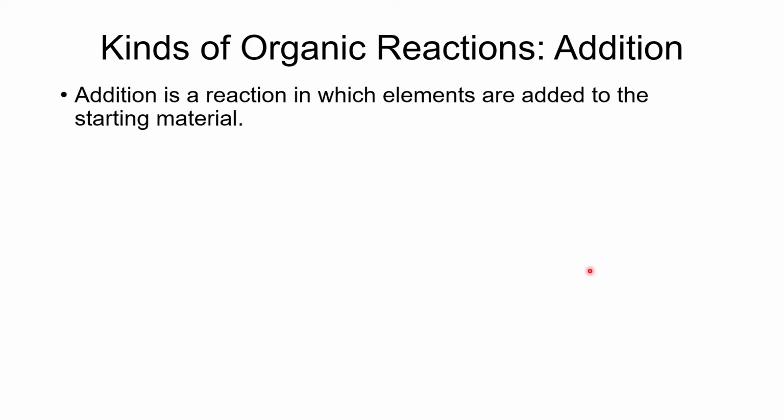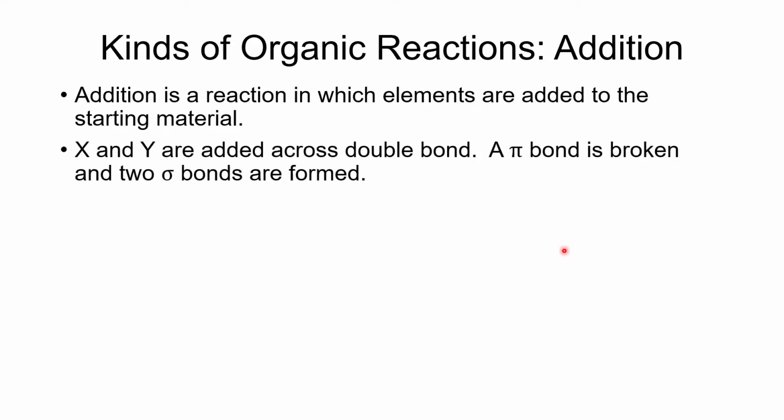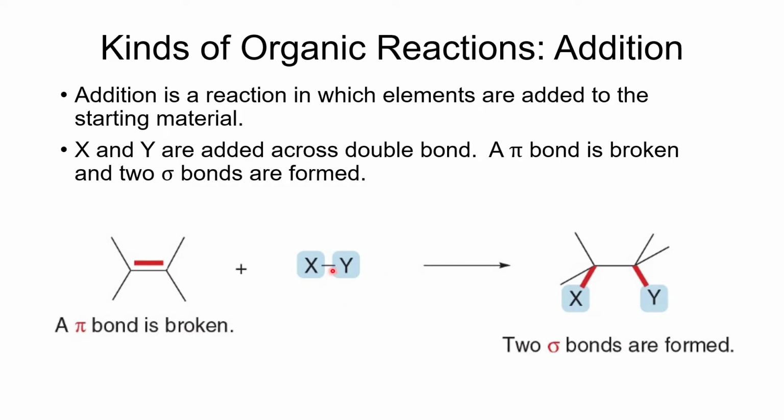All right, so kinds of organic reactions include addition reactions. Addition reactions are where elements are added to the starting material, and typically we're going to add two elements or two groups across a carbon-carbon double bond. So the pi bond will be broken, and we'll get two new sigma bonds. Here we're going to add X and Y across the carbon-carbon bond, and we end up getting two new sigma bonds where X is bonded to one carbon and Y is bonded to another carbon. There are lots and lots of possibilities for us to look at in this, and we will see this coming up. I believe this one's in chapter 9.